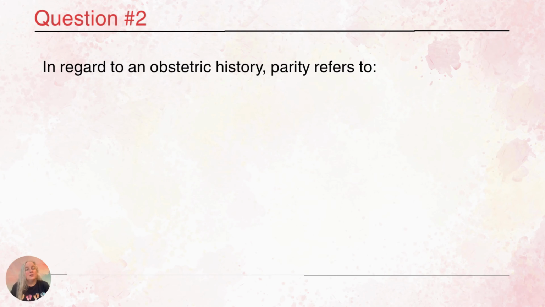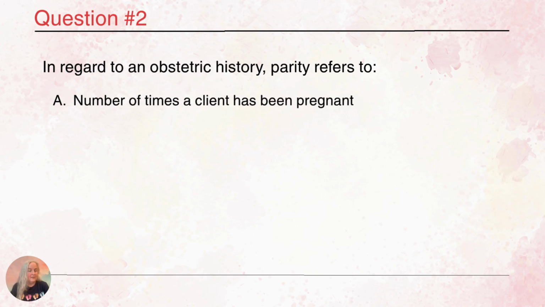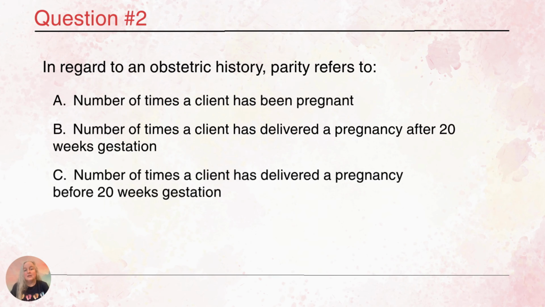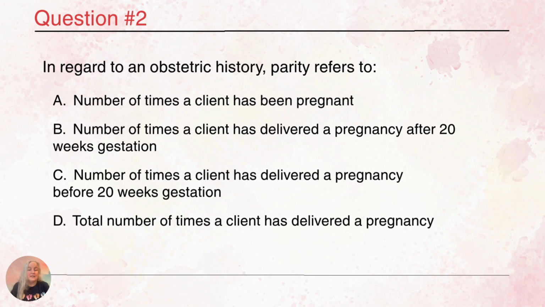So in regard to an obstetric history, parity refers to A, the number of times a client has been pregnant, B, the number of times a client has delivered a pregnancy after 20 weeks of gestation, C, the number of times a client has delivered a pregnancy before 20 weeks gestation, and D, the total number of times a client has delivered a pregnancy. For this question, the best answer is B, the number of times a client has delivered a pregnancy after 20 weeks gestation.